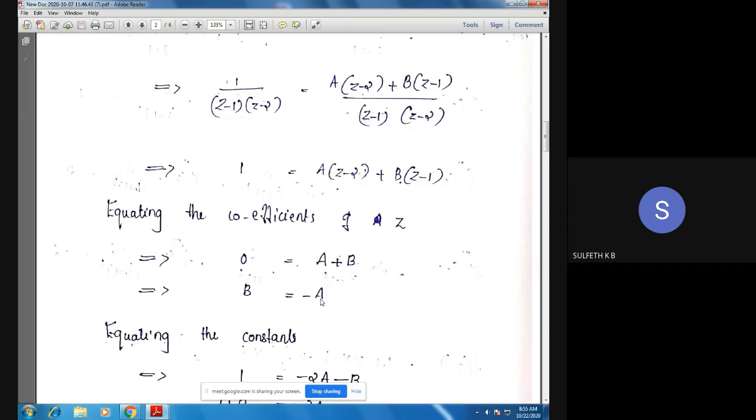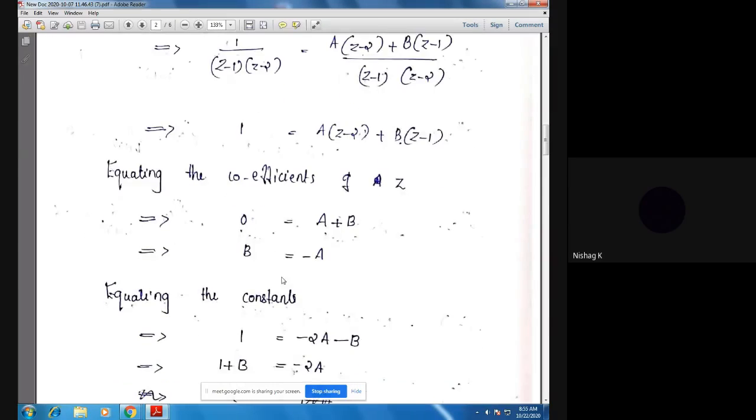Clear? Do you have any doubt? No. A equal to minus B, right? Yes. You can write A equal to minus B.